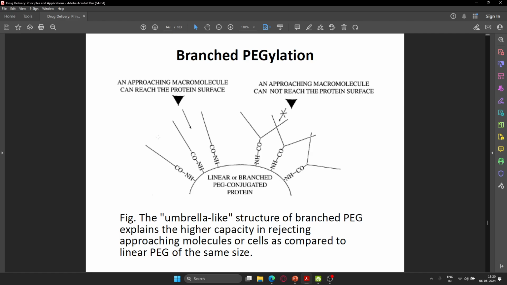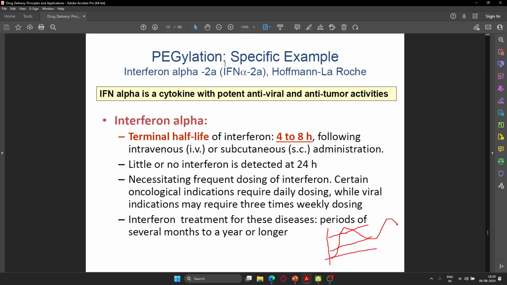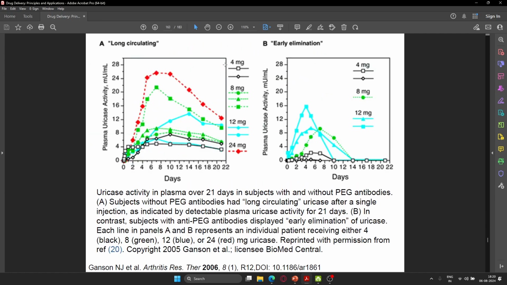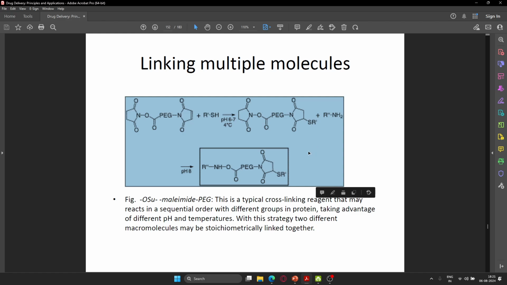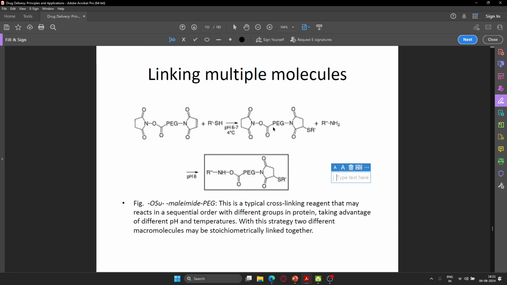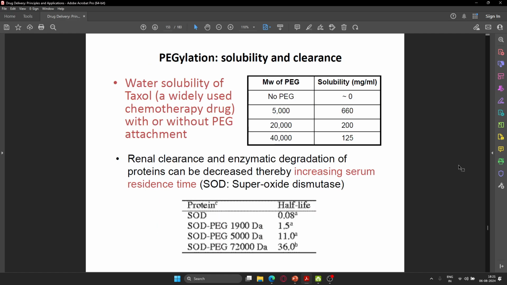PEG also has very interesting structures, right? It can exist as straight chains, branches, basically whatever structure you want. There could be mushroom-like PEGs, there could be diamond-like PEGs, straight branches, branches like this, so on and so forth, depending on how you want the structure to be. Okay.